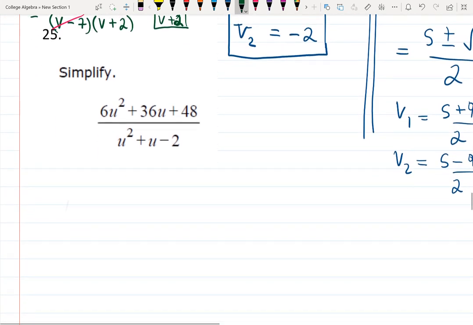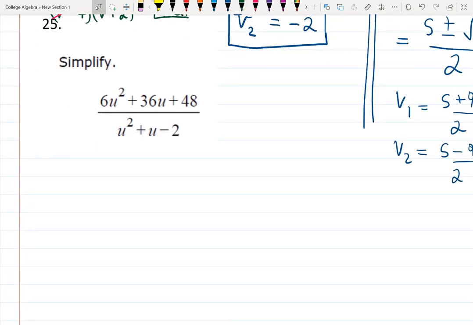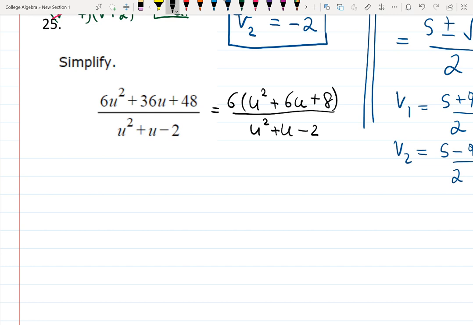Now here's the second example, and the second example will be pretty long. Let's see why. That is because I need to simplify both the numerator and denominator here. The first thing I see is that I can factor 6 out of the numerator. u squared stays, then 6u, and also 8. The denominator, for now, doesn't become anything, it's just u squared plus u minus 2. So that's the first step I could figure out.